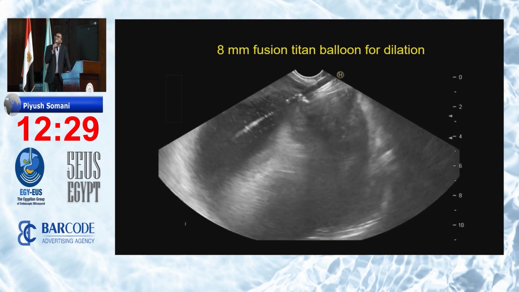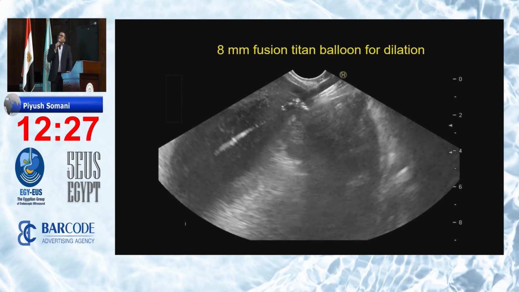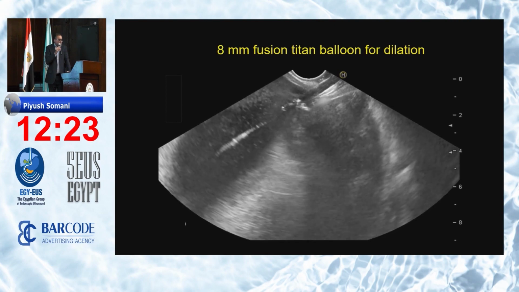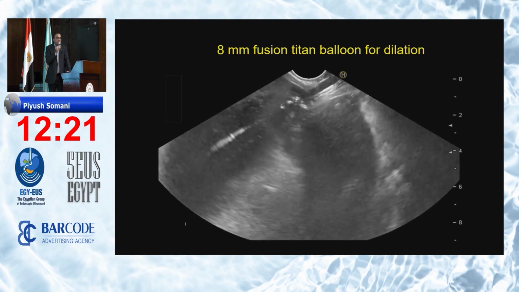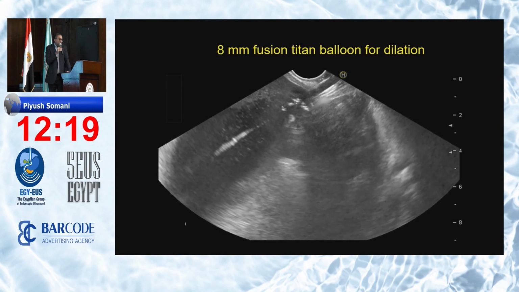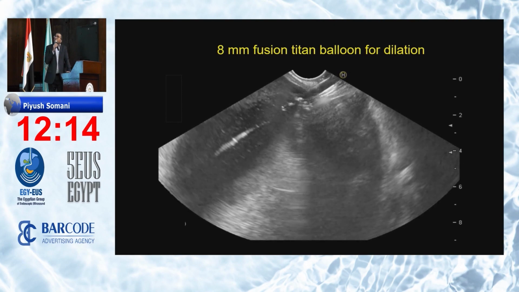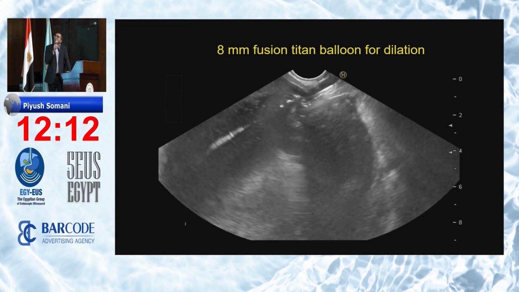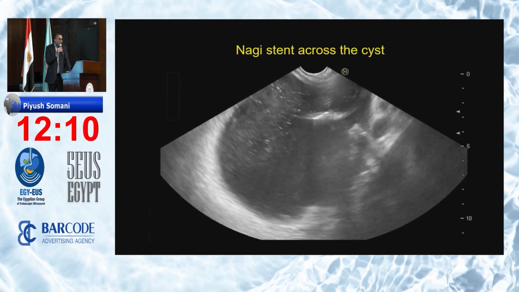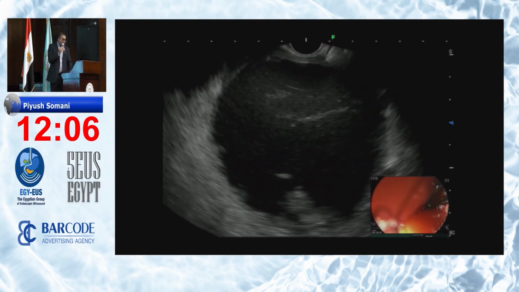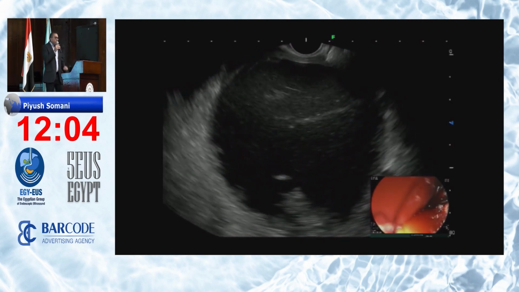You can see that artifact. We use an 8 millimeter balloon to dilate the wall for the dilatation, probably for around 30 seconds. And after the dilatation of the lumen of the pseudocyst, we put a Nagi stent across the cyst for this patient basically.